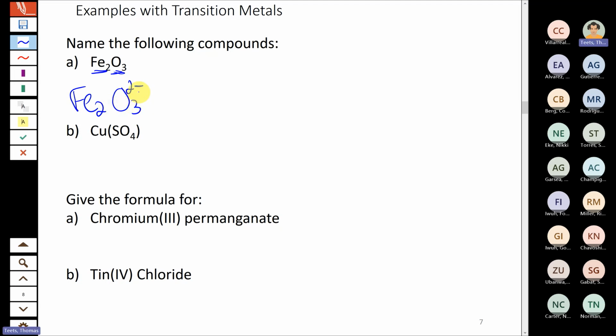For real this time, is he gone? All right, so we have 3 oxygens with a 2 minus charge. I'm sure there's a good reason for that. It shouldn't make fun.